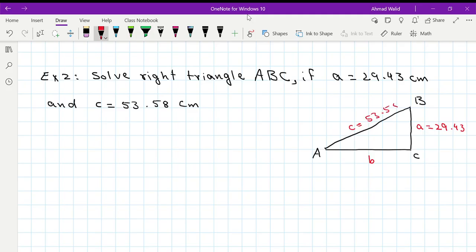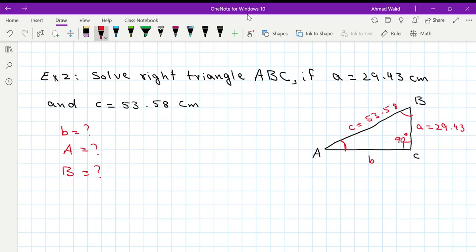Now, what I'm looking for, I have to find how much is angle A. I have to find how much is what? Angle B. Correct? C is always 90 degrees. You know, it's a right triangle. It's given. You have to find how much is B.